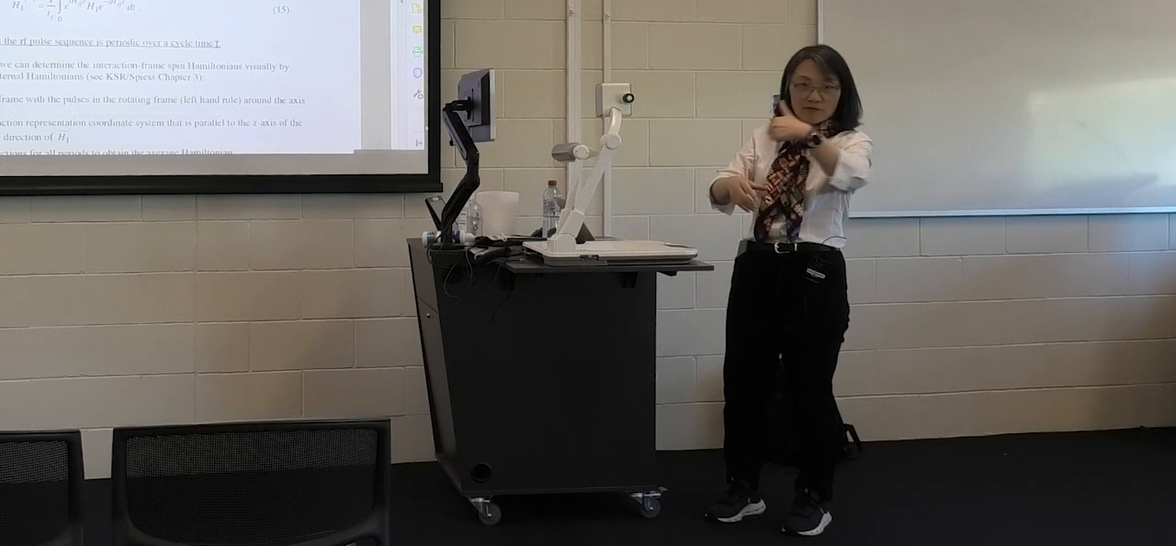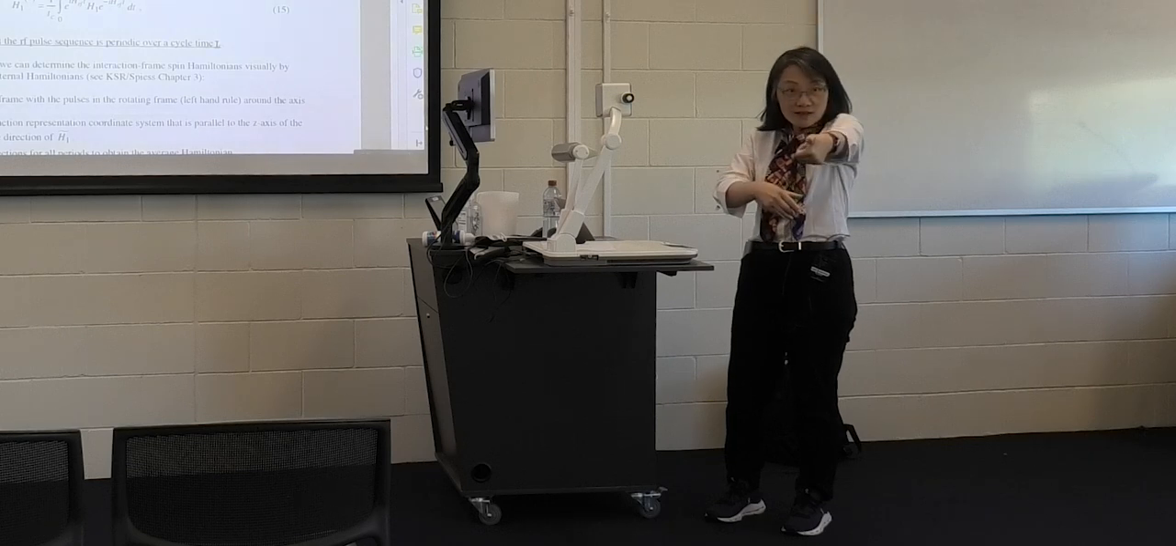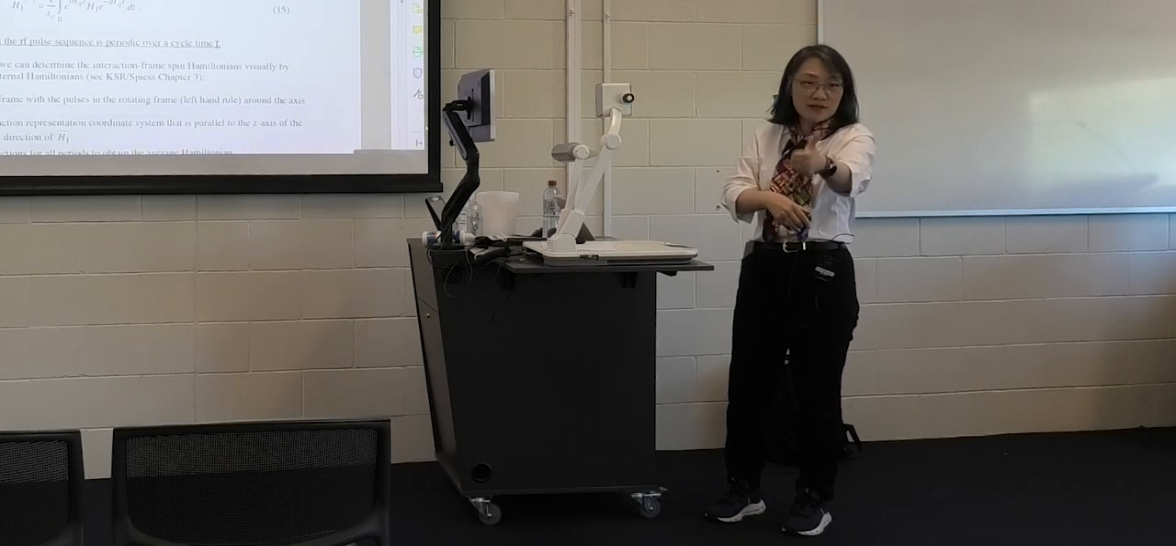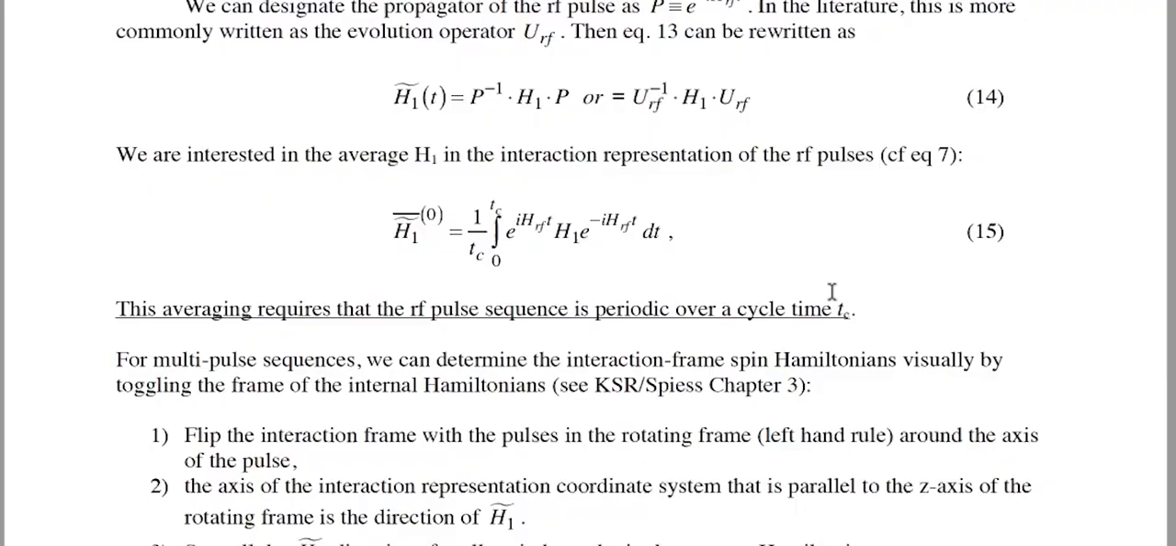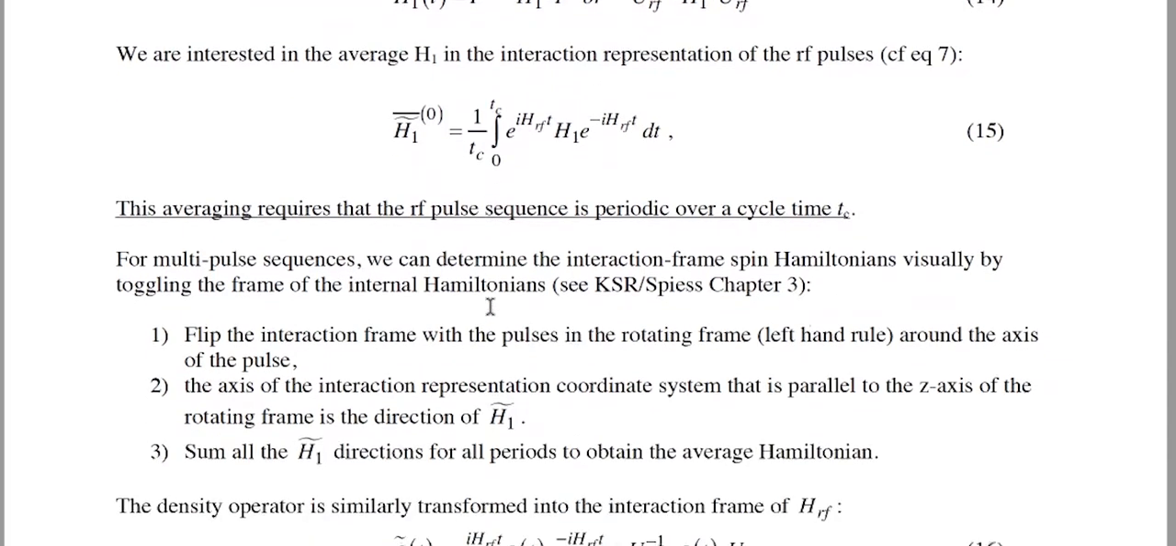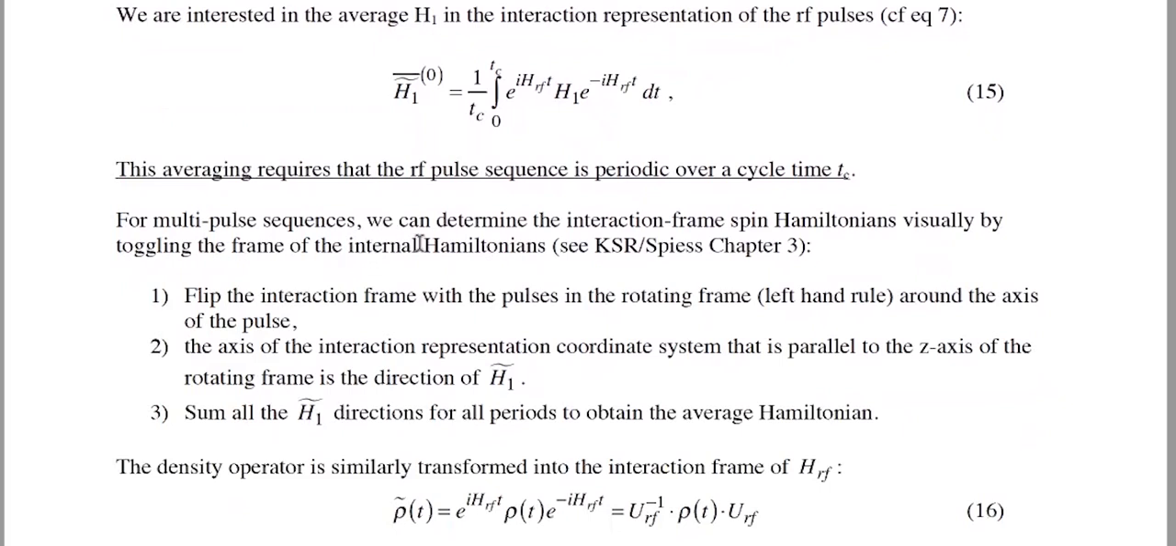Instead of evolving under the Zeeman always Z, these pulses are switching the direction of the evolution, the guiding field. So that's where this notation P and so on gets applied quite a lot. But if it's continuous irradiation, things are simpler, and I will present that to give you some insight. So for multiple pulse sequences, we can determine the interaction frame spin Hamiltonian visually. That gives you a sense of how to treat multiple pulse decoupling sequence or composite pulse sequences.